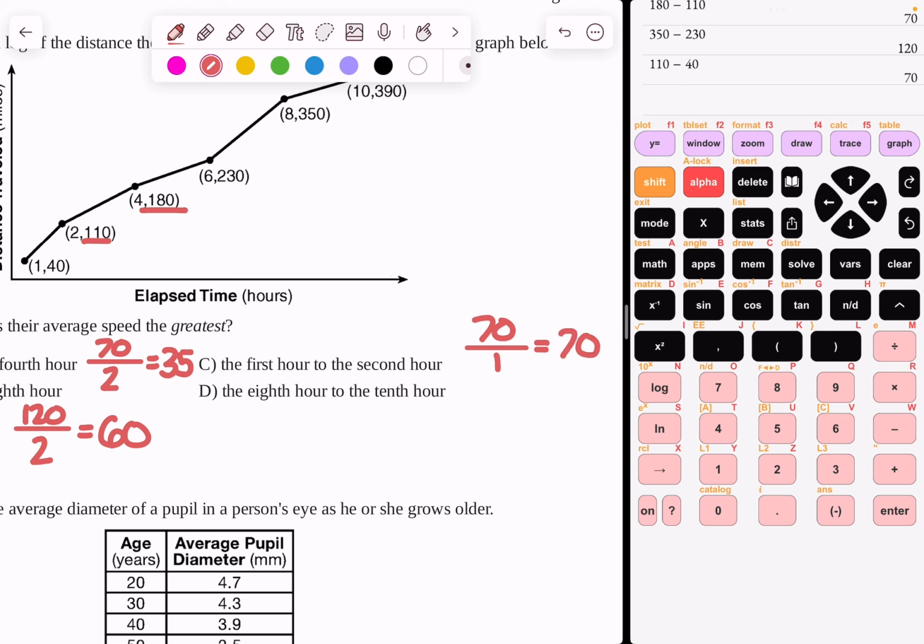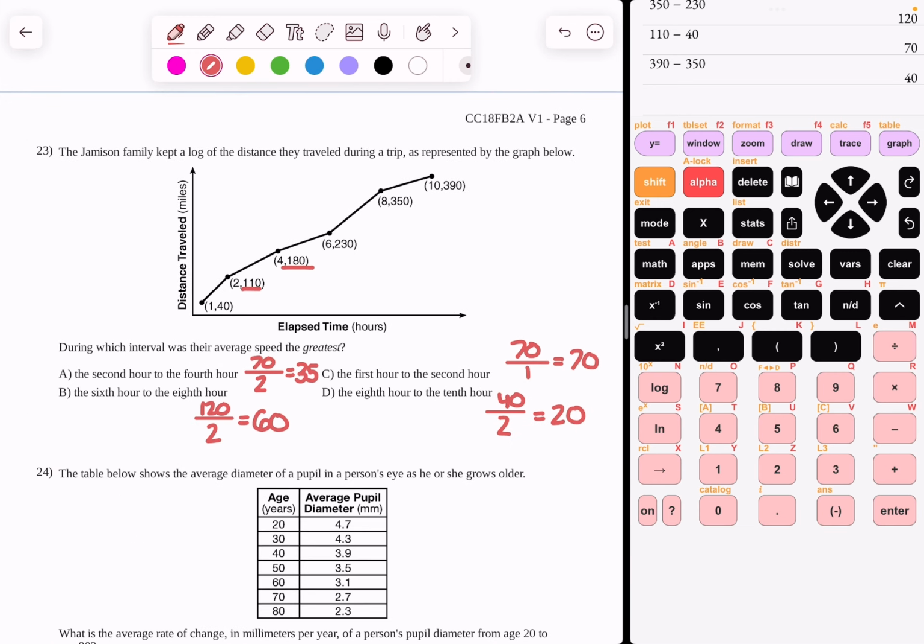And D, the 8th hour to the 10th hour, is 2 hours. At the 10th hour we were at 390, and at the 8th hour we were at 350. That's 40. 40 divided by 2 is 20. So the greatest was answer C. If you look at the graph, that's when the graph was the steepest.